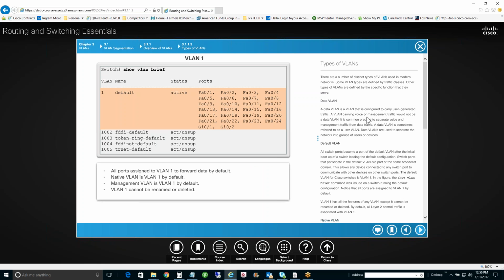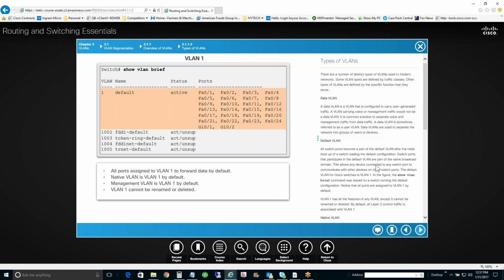There are several VLAN types out there. There are data VLANs, which are your normal VLANs that handle your computing data traffic between your clients and your servers, etc. A switch has a default VLAN, which is VLAN 1 on Cisco devices, and oftentimes the data VLAN is also the default VLAN.